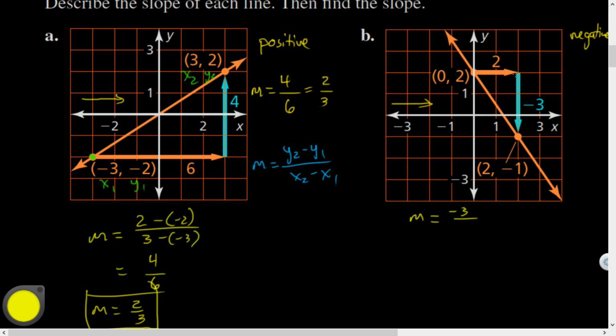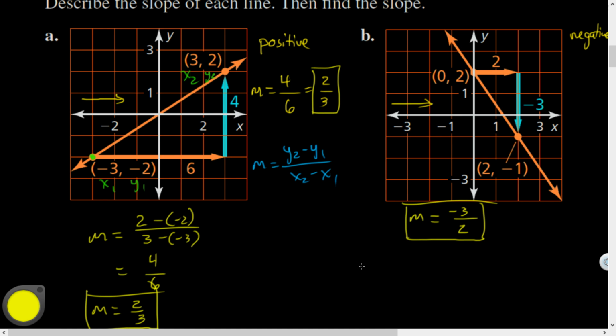With me, friends? How far to the right did we move here? 2 units to the right. So rise over run is -3 halves. I get negative. Hey, negative. Remember, I also already described that as a negative slope earlier, right? So positive slope, positive fraction. Negative fraction, negative slope. Same idea.